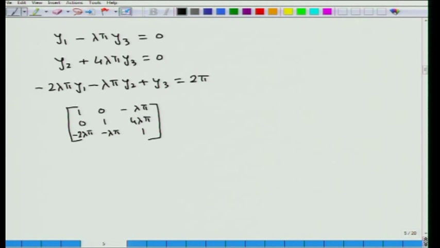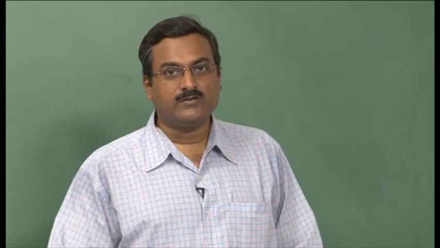Now, if we calculate this determinant, that is the determinant of 1, 0, minus lambda pi; 0, 1, 4 lambda pi; minus 2 lambda pi, minus lambda pi, 1, this determinant will be equal to 1 plus 2 lambda square pi square. So, just for example, if we assume lambda is real, then we can say this quantity is always not equal to 0, and therefore, for all values of lambda, this system of equations is uniquely solvable.